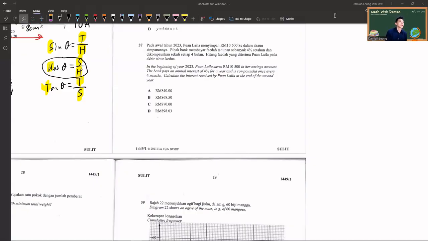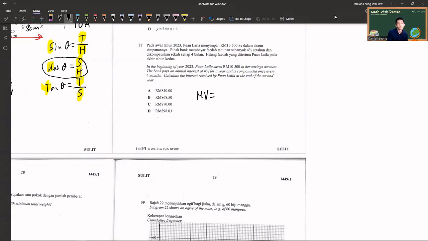Question 37, pada awal tahun 2023, Puan Laila menyimpan RM10,500 ke dalam akaun simpanannya. Pihak bank membayar faedah tahunan sebanyak 4% setahun dan dikompaun sekali setiap 4 bulan. So, hitung faedah yang diterima Puan Laila pada akhir tahun kedua. So, end of second year, it means 2 years. So 4% interest. This is compound interest. Okay, faedah kompaun. So use the formula.